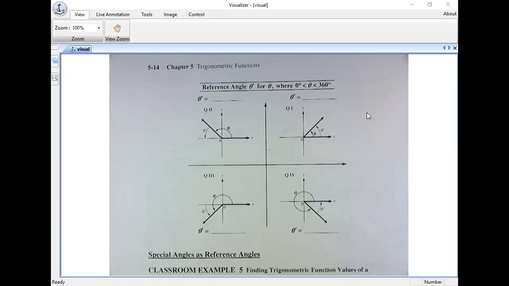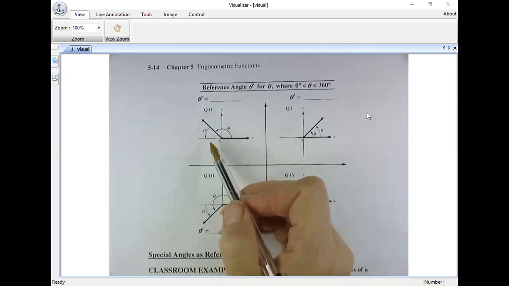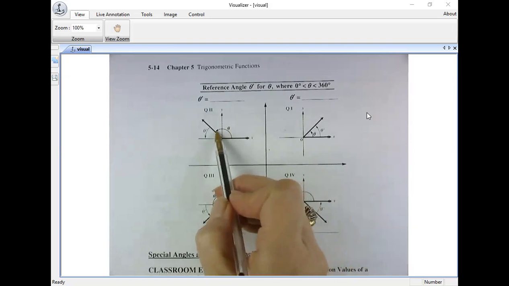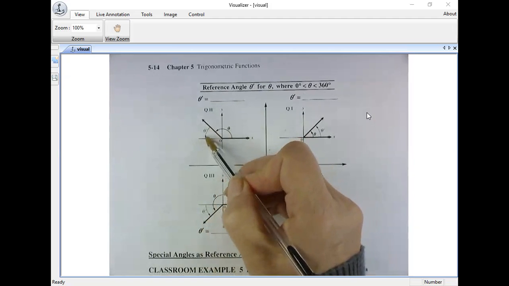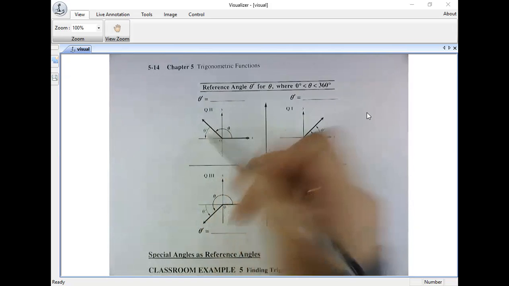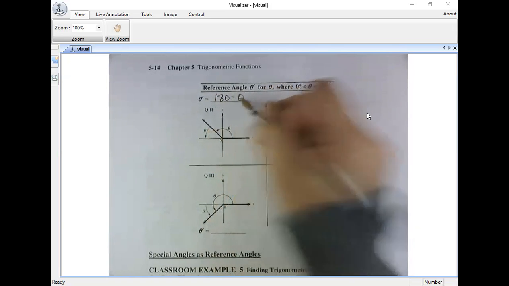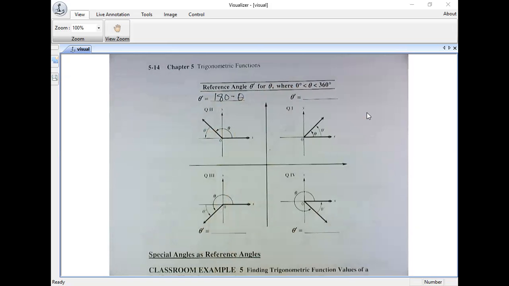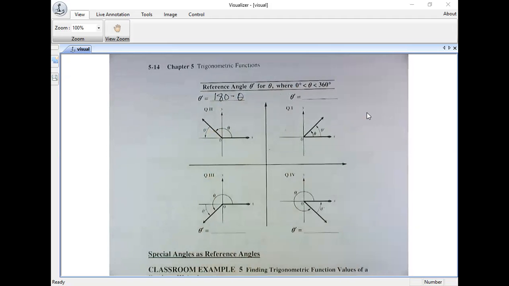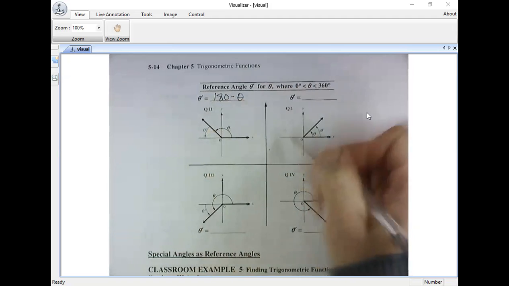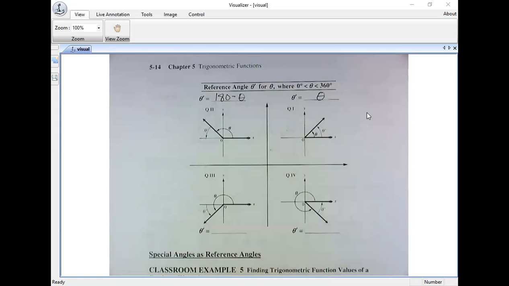Now, if we're in the first quadrant, we know there's no adjustment that has to be made. But if we're in the second quadrant, what did we just do to come up with this angle? You would do 180 minus whatever that angle theta is. Like in our case, the one we just looked at, it was 163 degrees. Quadrant 1, we know it's just whatever the angle is. There's no adjustment that needs to be made.